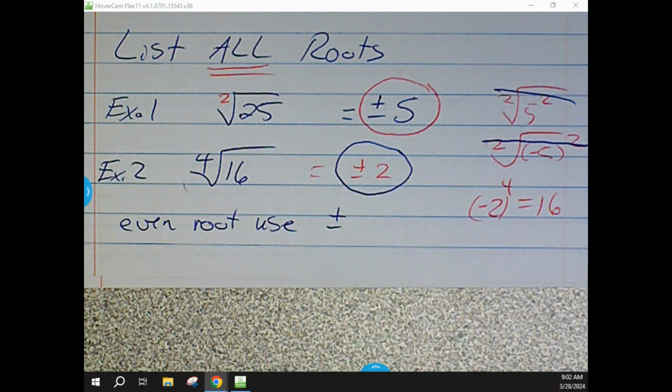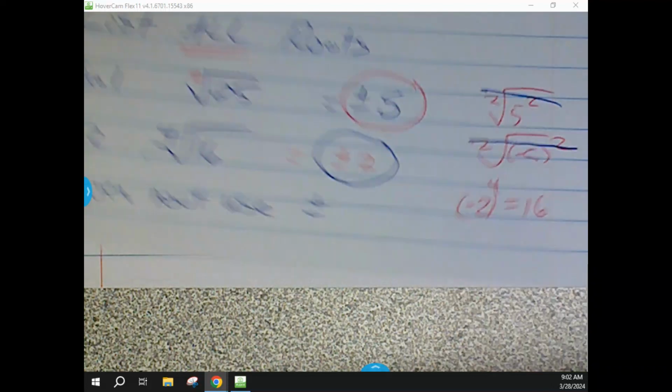So listing all roots, even root, you got that one. Oh, so here we go. If it's an odd root, let's give you one of those.